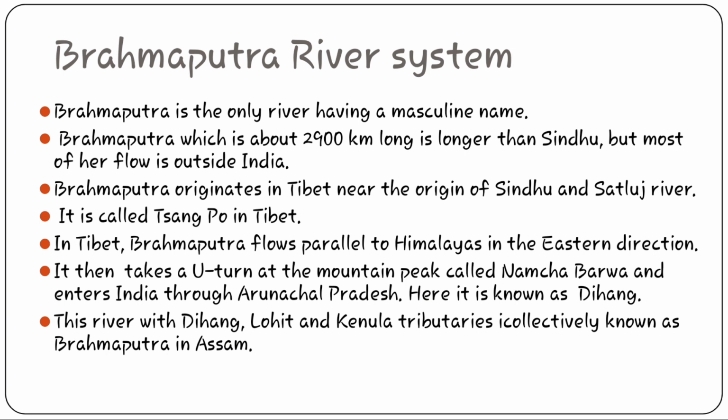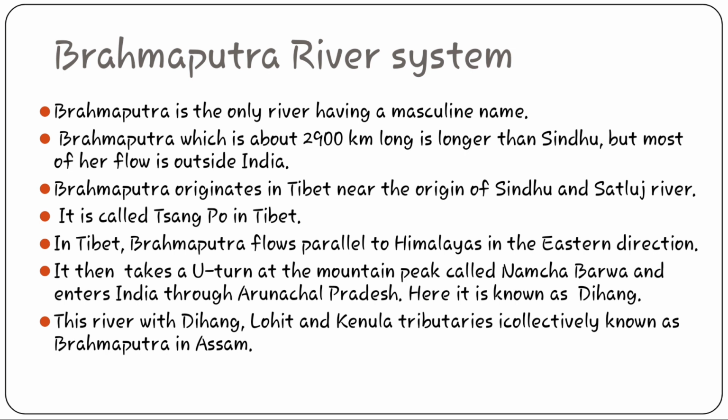And it is about 2900 km long. This is longer than the Sindhu river, but most of its flow is outside India. Brahmaputra originates in Tibet, near the origin of Sindhu and Satluj rivers. It is called Sangpo in Tibet.